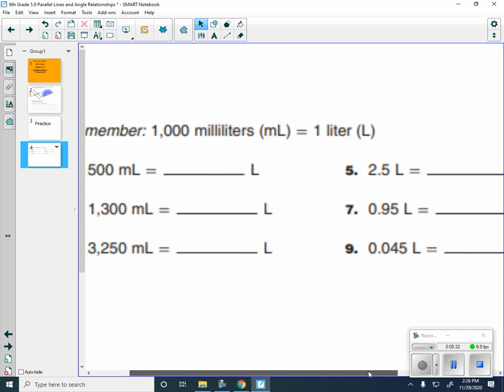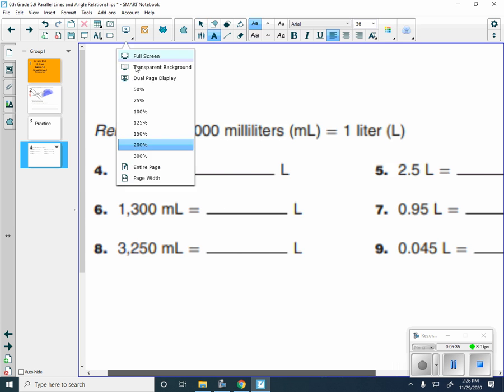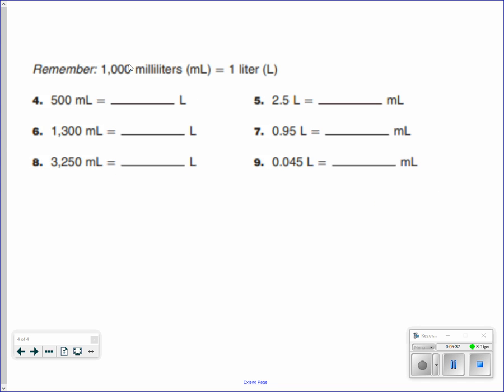So let's take a little bit of practice here. I'm going to put this into this mode here. So 1,000 milliliters is 1 liter. So 500 milliliters equals 0.5 liters. Well, what would be 1,300 milliliters? What would be 1 full liter, 0.3? What about 3,250? That would be 3 liters, 0.25. What about 2.5 liters into milliliters? Well, 2 liters is 2,000. 0.5 would be 500.